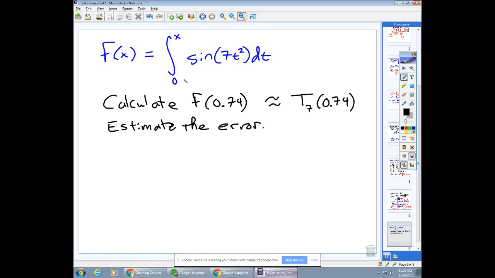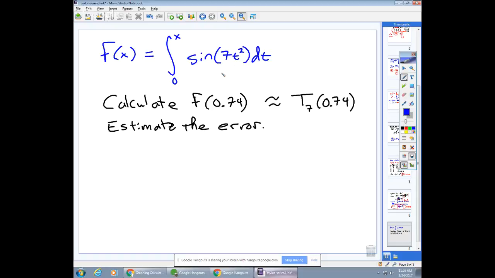How do computer programs do it? Well, early in the days of computers, Taylor polynomials were the tool. You just had to go out far enough to get close enough to the number you want. Since then, people have developed other ways to approximate these things that are a little bit more efficient, but they're a little bit beyond the means of what we can do right now. So we're going to use the Taylor approximation.